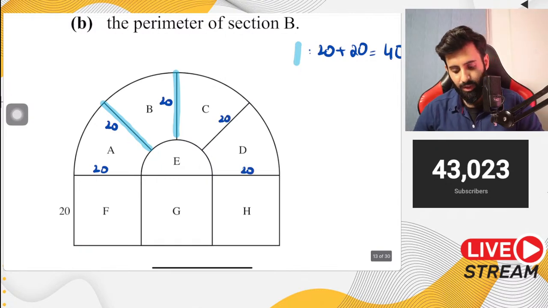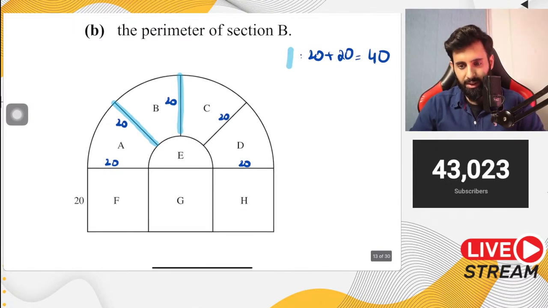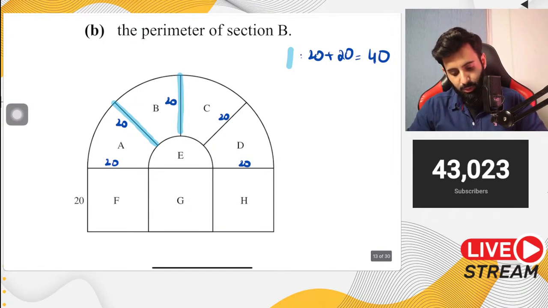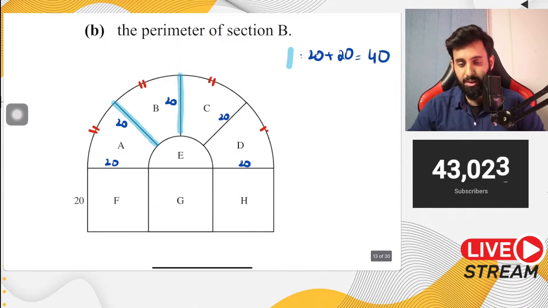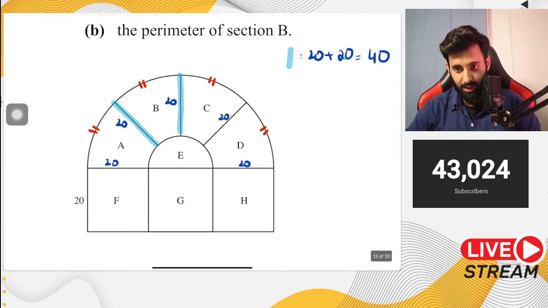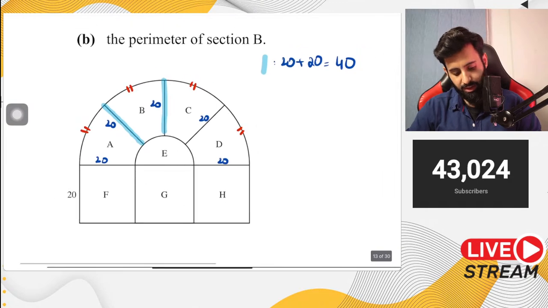Now, how will I calculate the arc length? No, we will not calculate the arc length by making a quadrant. That's not a good idea. The way to calculate the arc length is to calculate the circumference of the semicircle, and then divide it by 4. Not the area of the semicircle, the circumference of the semicircle.